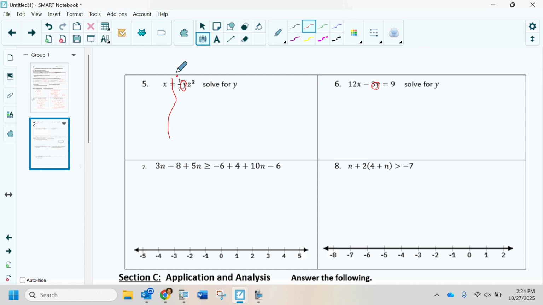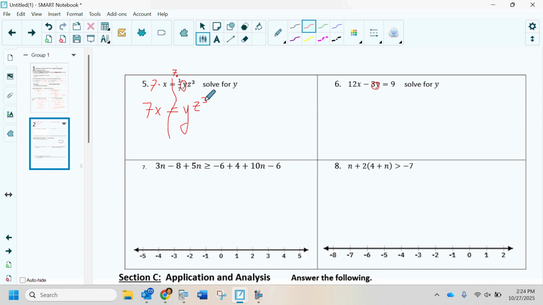So we first have to multiply both sides by 7. Multiply both sides by 7, because 1 over 7 is the same thing as dividing by 7. So the opposite of dividing by 7 is to multiply by 7. So we get 7x is equal to yz cubed.